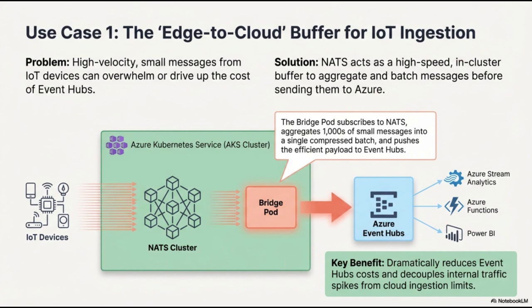It dramatically reduces Event Hubs costs by minimizing request volume and effectively decouples internal traffic spikes from cloud ingestion limits, ensuring a more stable and cost-effective ingestion pipeline.